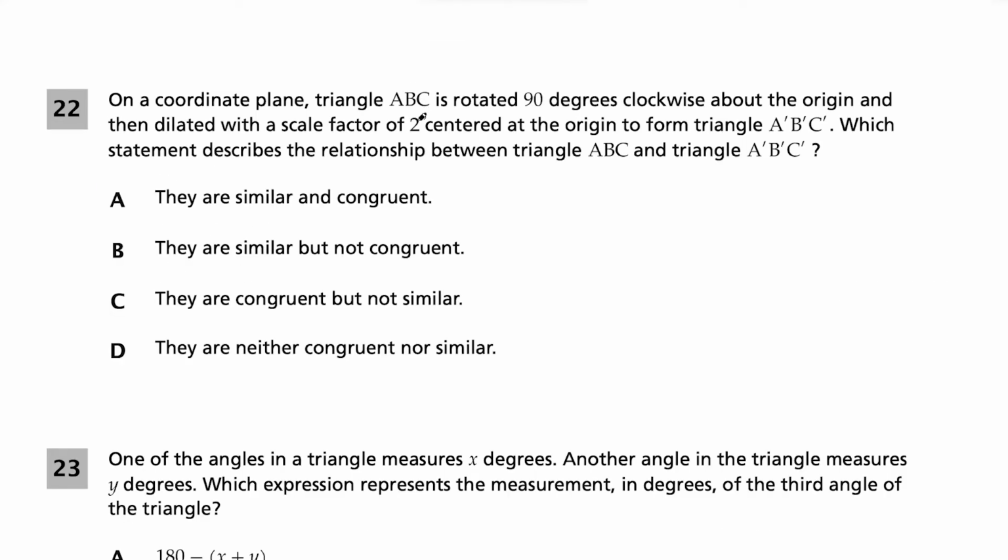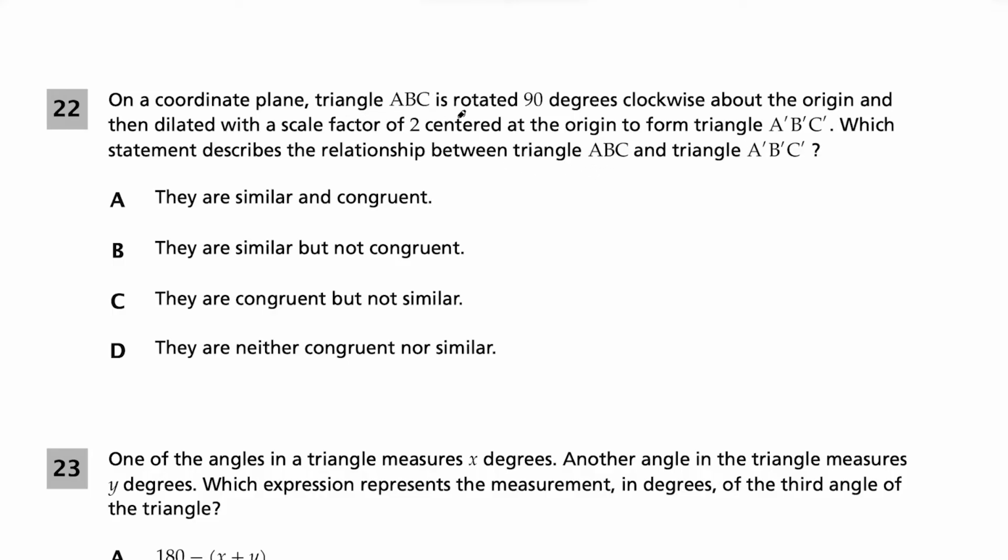Question 22, on a coordinate plane, triangle ABC is rotated 90 degrees clockwise about the origin and then dilated with a scale factor of 2, centered at the origin to form triangle A prime, B prime, C prime. Which statement describes the relationship between triangle ABC and triangle A prime, B prime, C prime?